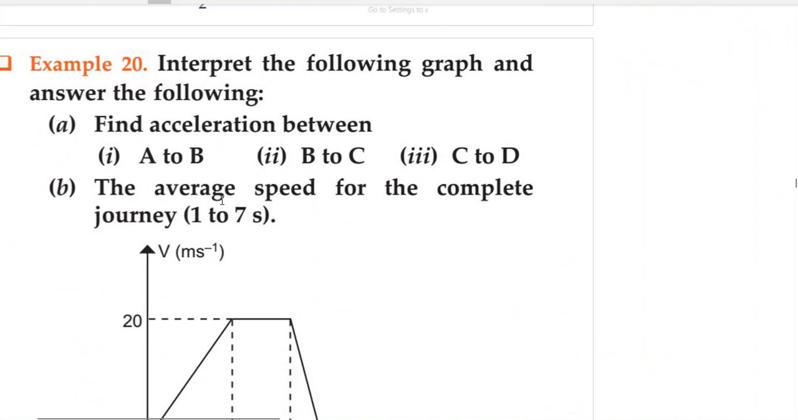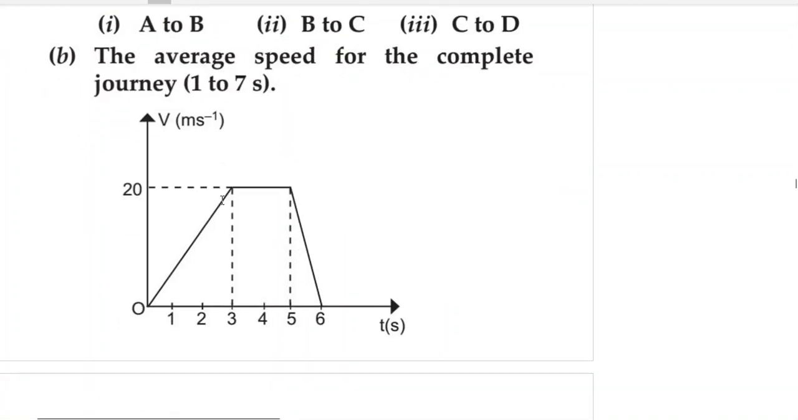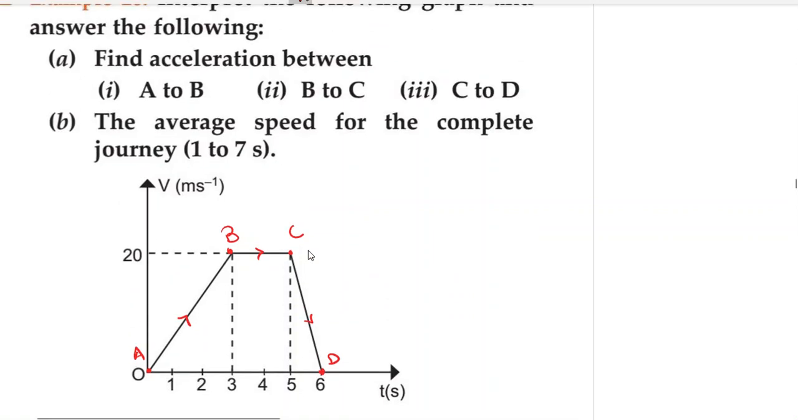Interpret the following graph and answer the following question. Acceleration between A to B, B to C and C to D. They have not written what is A to B, B to C, C to D. Let me write it for you. I don't know why they have not written. So let me write here A. This point I will take as A, this point as B, this is C and this is D. So you have to find the acceleration over here, here and here. A to B, B to C, C to D.